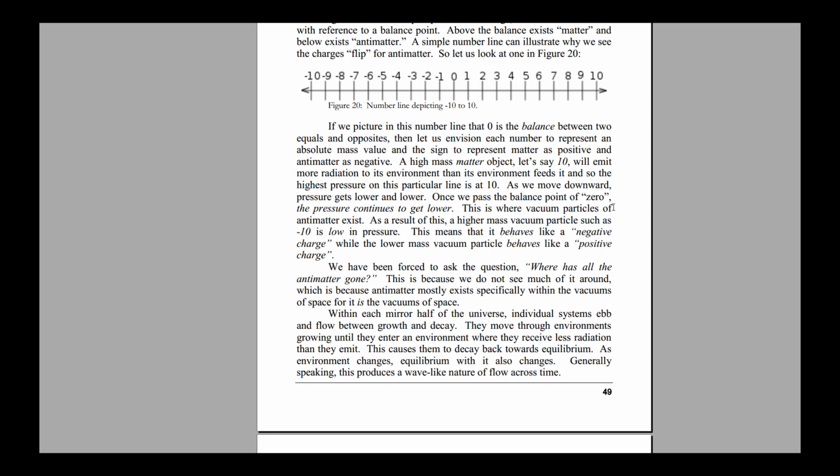As we move downward, pressure gets lower and lower. Once we pass the balance point of 0, the pressure continues to get lower. This is where vacuum particles of antimatter exist. As a result of this, a higher mass vacuum particle, such as -10, is low in pressure. This means that it behaves like a negative charge, while the lower mass vacuum particle behaves like a positive charge.